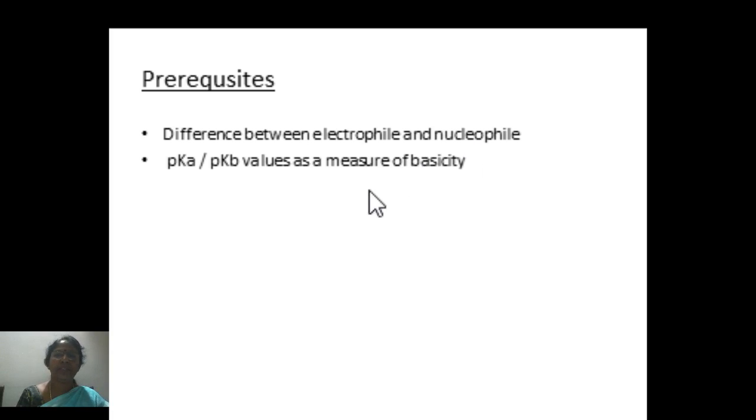Second prerequisite is, in order to understand the basicity of bases, or the capacity of a substance to be a base is understood in terms of its pKb values. pKb is nothing but negative logarithm of Kb, whereas Kb is the dissociation constant of bases. This pKb value is a measure of basicity. Lower the pKb value, higher is the basicity of a base.